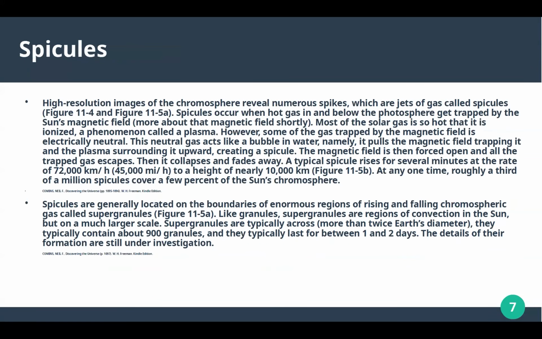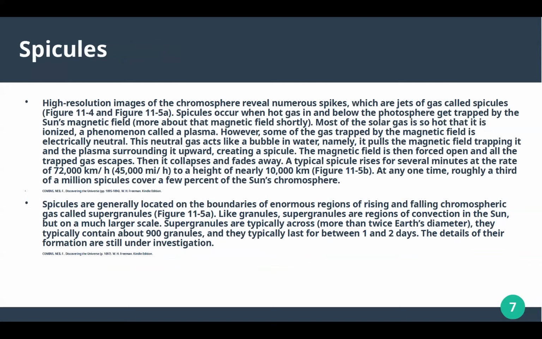High-resolution images of the chromosphere reveal numerous spikes, which are jets of gas called spicules. Spicules occur when hot gas in and below the photosphere gets trapped by the Sun's magnetic field. Most of the solar gas is so hot that it is ionized, a phenomenon called plasma. However, some of the gas trapped by the magnetic field is electrically neutral. The neutral gas acts like a bubble in water. Namely, it pulls the magnetic field, trapping it and the plasma surrounding it, upward, creating a spicule. The magnetic field is then forced open and all of the trapped gas escapes, then collapses and fades away.